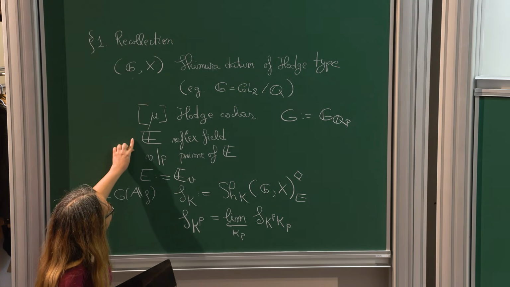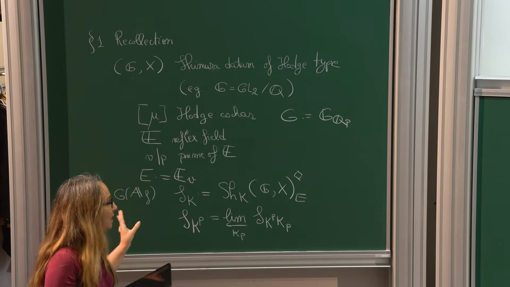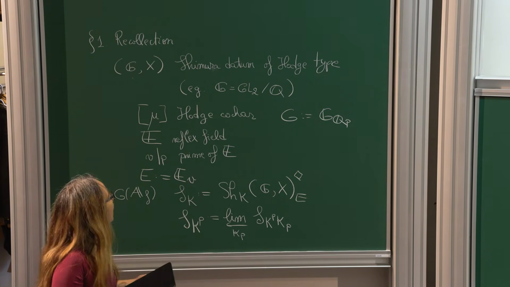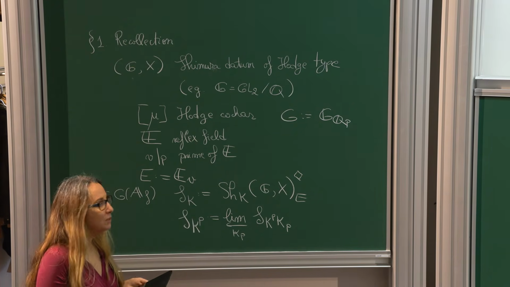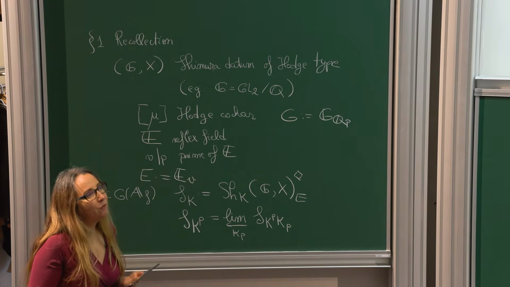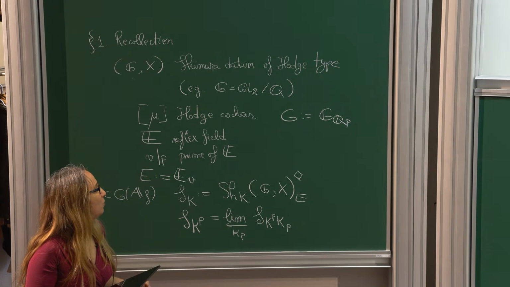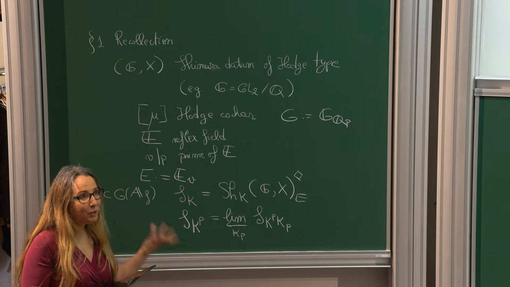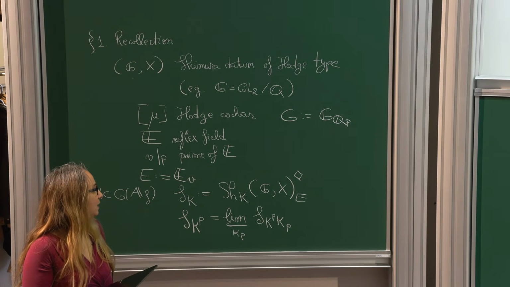This is the reflex field, the field of definition of the conjugacy class of the Hodge cocharacter. And we're going to pick a rational prime p and then a prime of the reflex field above it. And we're going to work over this p-adic field that I call E. And we're going to look at all our Shimura varieties as diamonds. So we want to take the Shimura variety defined over the reflex field, base change it to E, and look at the associated diamond.